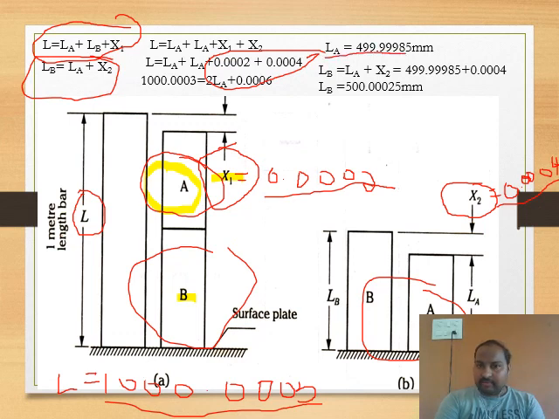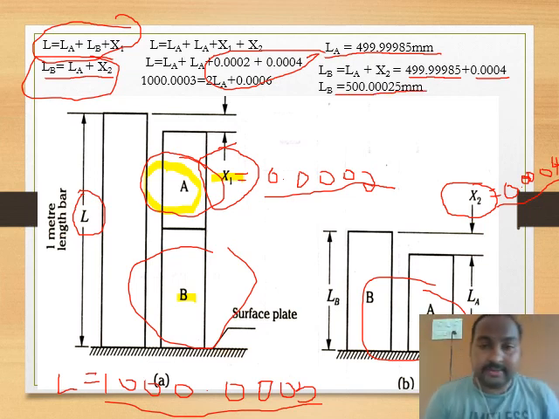Here we have got the value of LA. The next thing is we have to calculate LB. Substituting into equation 2, we have got the LA here and we know X2, which is 0.0004. So LA is equal to 499.99985 plus 0.0004, and we get LB is equal to 500.00025. This is how we are calculating LA and LB. The same procedure is adopted for calculating the end bars' actual length.